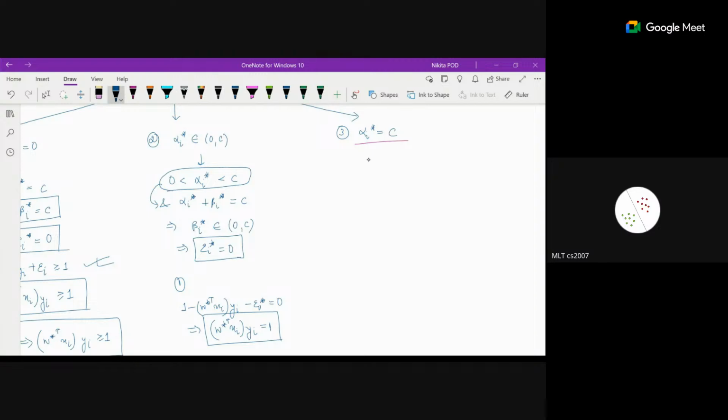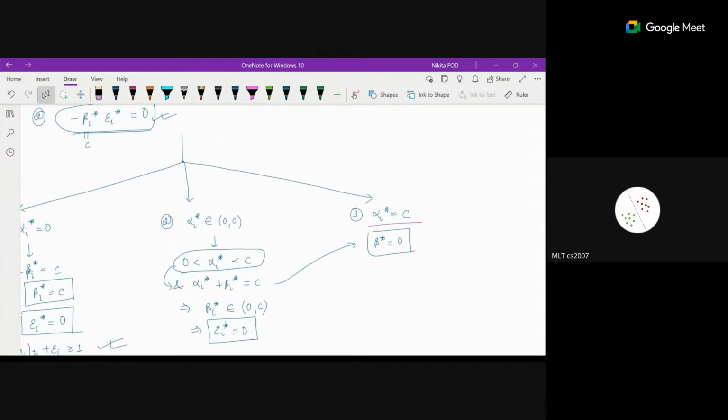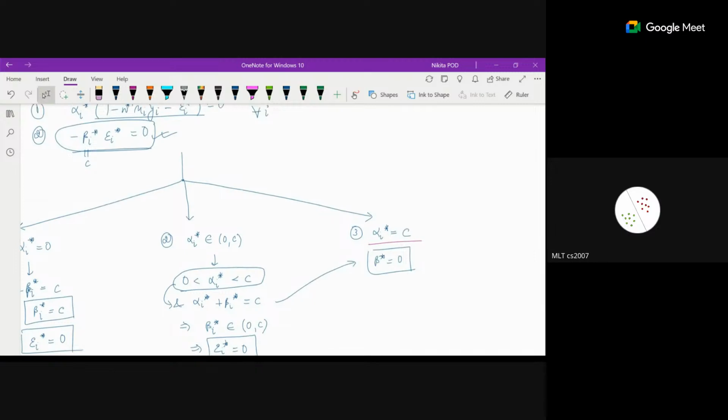So if alpha I star is equal to C, then from the condition that alpha I star plus beta I star is equal to C, we can say that my beta star is equal to 0. Now from the complementary slackness condition, if my beta star is equal to 0, then what I can say is that my alpha I star has to be greater than or equal to 0.